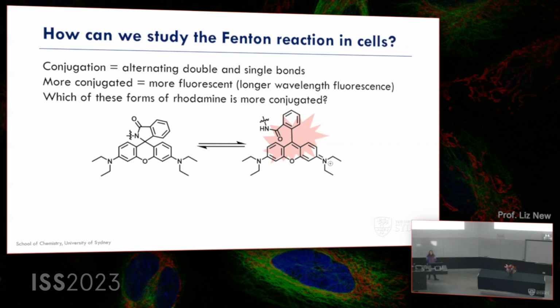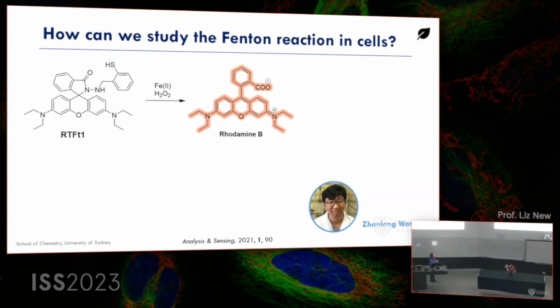And so actually all the examples of fluorescence sensors I'm going to show you today use this mechanism. There are lots of other ways to change fluorescence, but I'm just going to focus on this way. So this is the molecule that we made. This is my former PhD student, Zhanglong Wang, who has gone back to China since he finished his PhD a couple of years ago. But he made this sensor here.